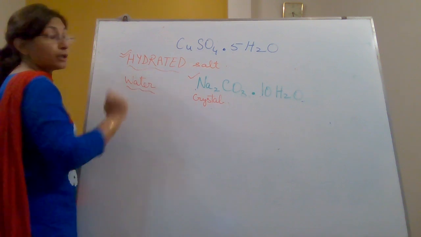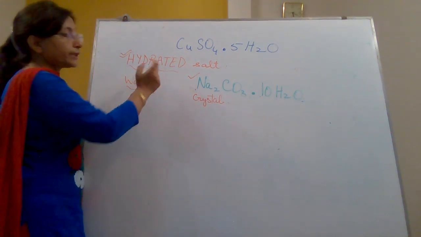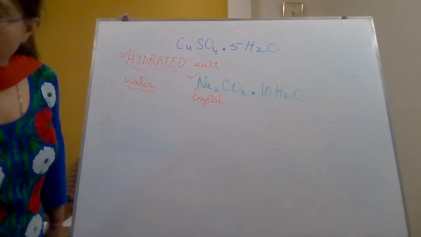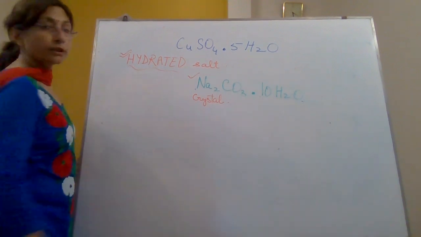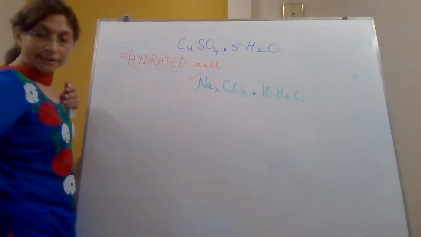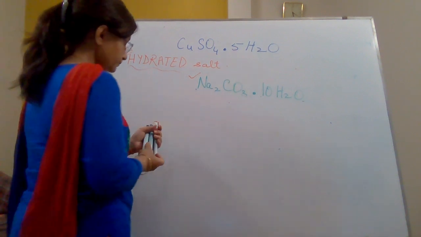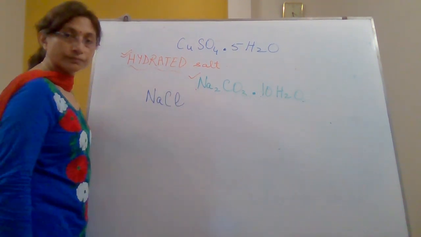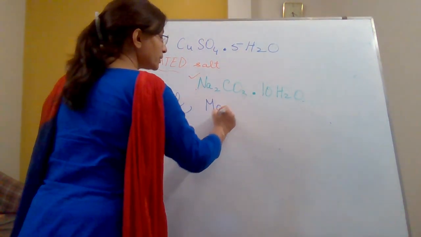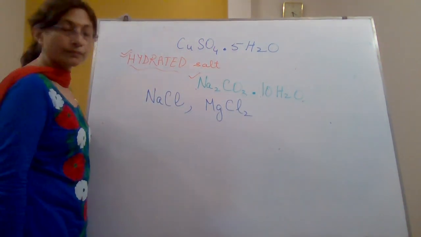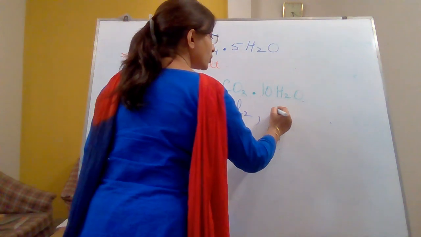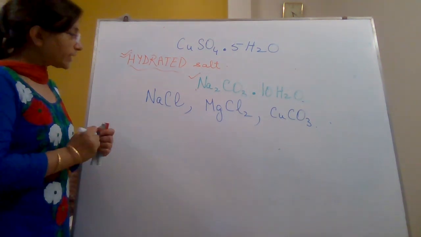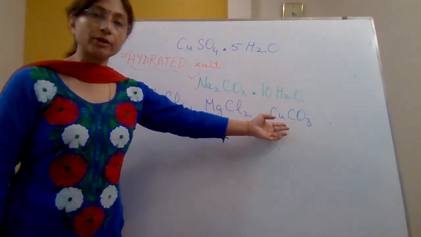Okay? अब क्या सारे salts hydrated होते हैं? No. Not all the salts are hydrated. Let us take an example of some salts which are not hydrated. Let us take the example of sodium chloride. Let us take the example of magnesium chloride. Let us take the example of copper carbonate. इतने सारे मैंने आपको एग्जाम्पल दिए, सोडियम क्लोराइड, मैग्नीशियम क्लोराइड, कॉपर कार्बोनेट.